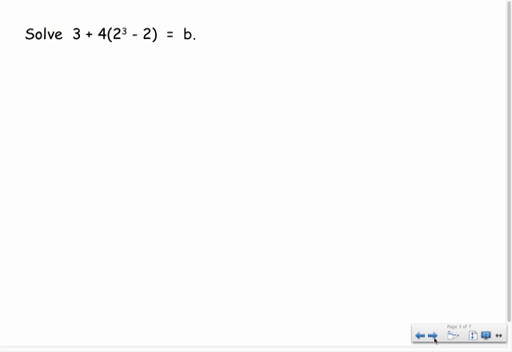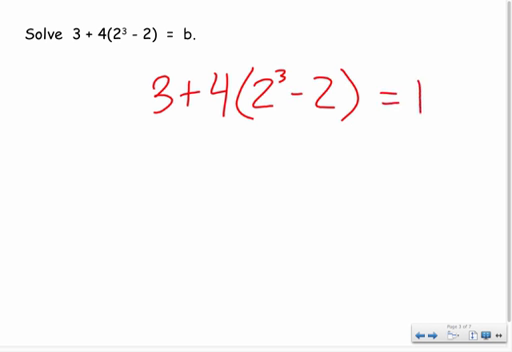This is what I'm talking about. Here's my equal sign. Okay, right here. Got my equal sign. And I'm saying this whole left side is equal to b. So basically, I'm just going to evaluate that left side, and that'll solve for b. I don't have to do anything else besides simplify this left side. So let me rewrite this so I get a little bigger. 3 plus 4 times (2 to the third minus 2) equals b.